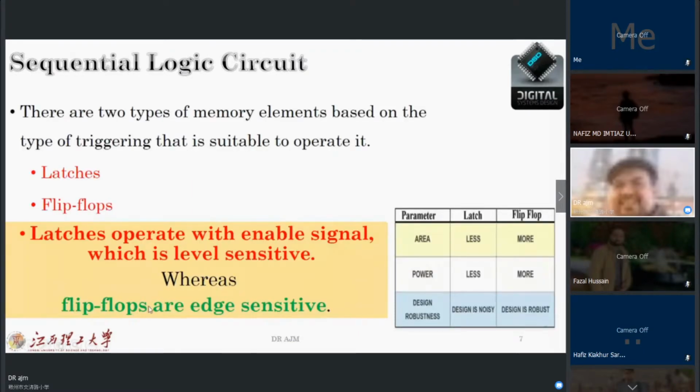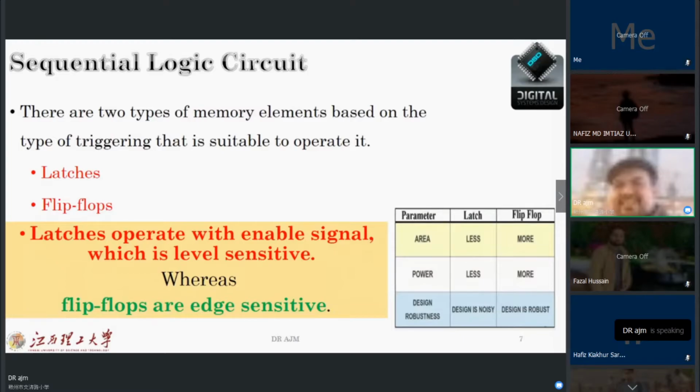There are two types of memory elements in sequential logic circuits, based on the triggering. One is the latch and the other is the flip-flop. You know that a latch operates with an enable signal, which is level sensitive, whereas flip-flops are edge sensitive. Last lecture, I told you that for the level we look at high and low, and for the edge we look at rising or falling.